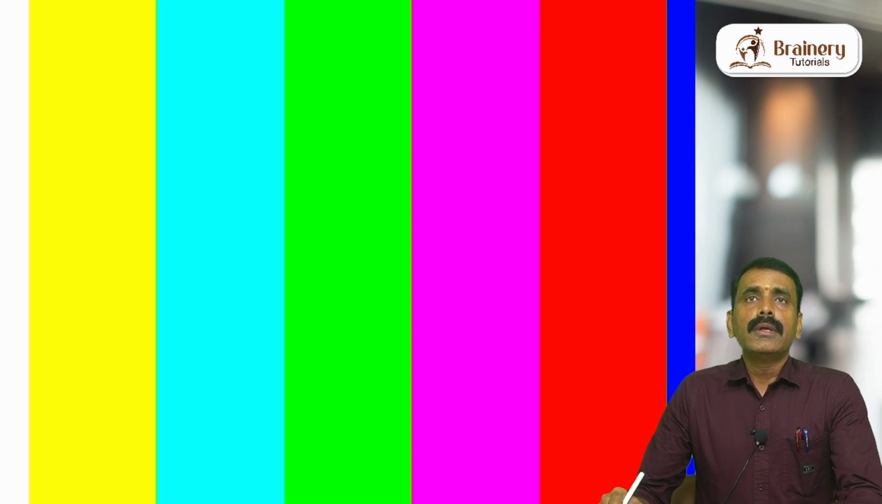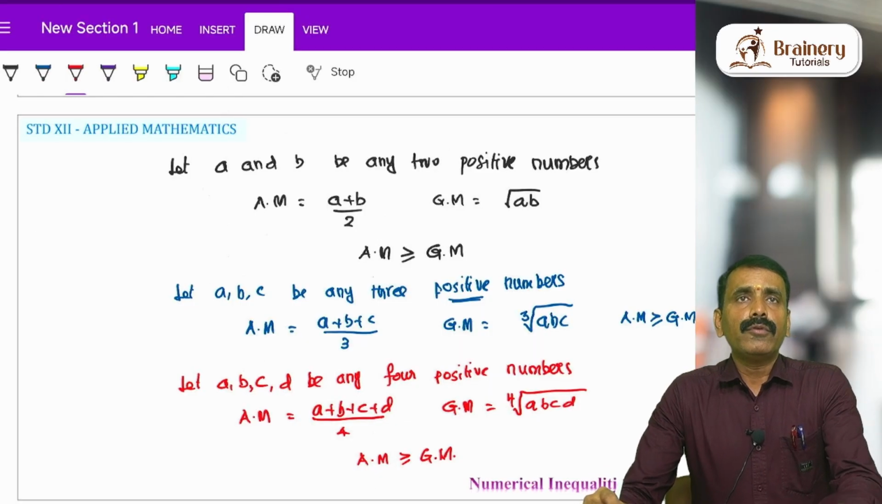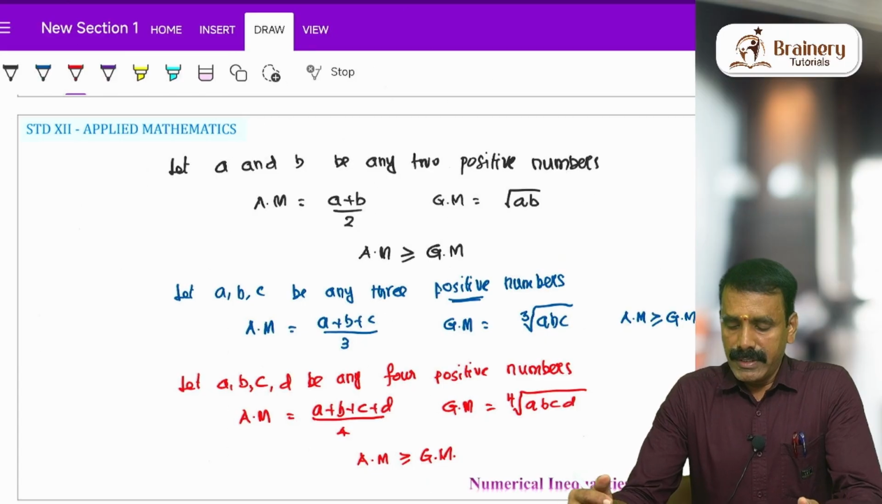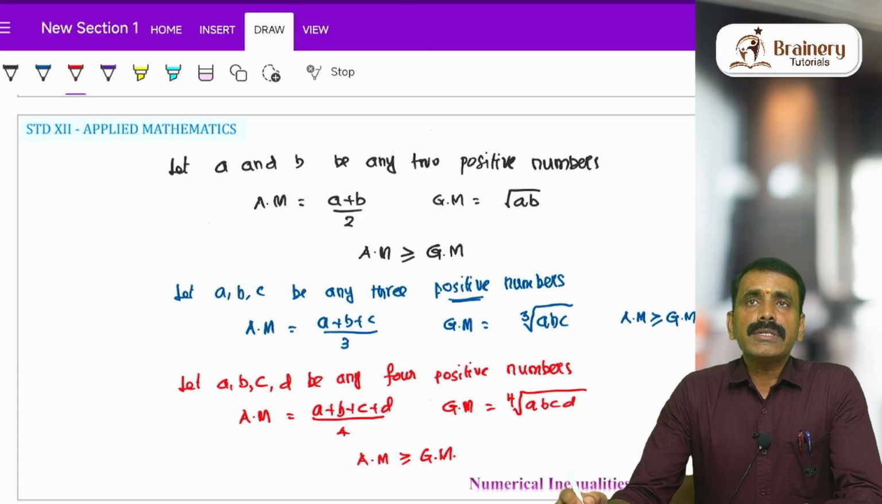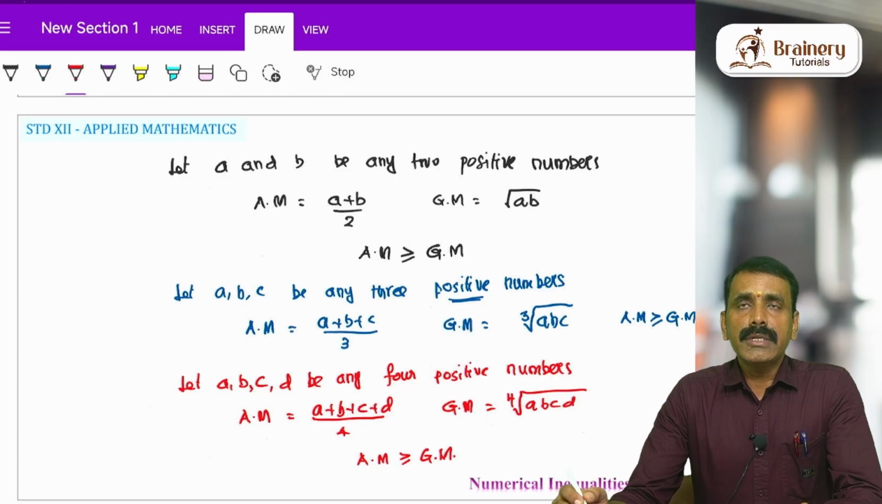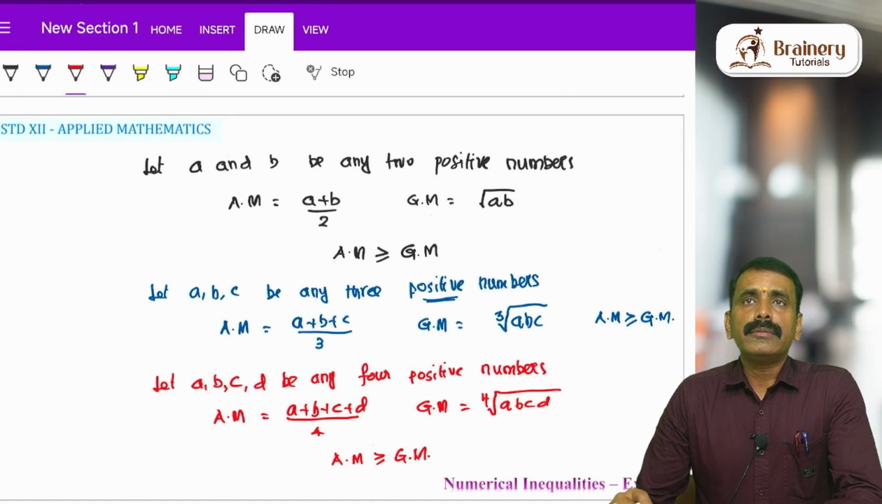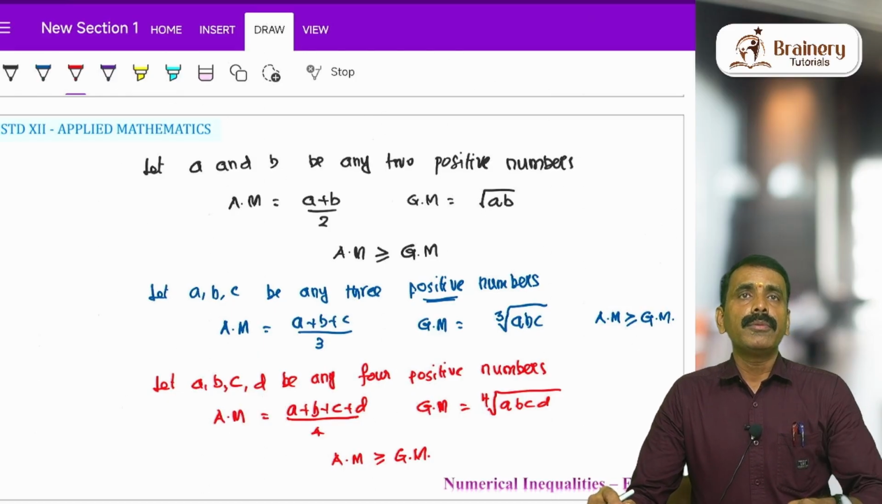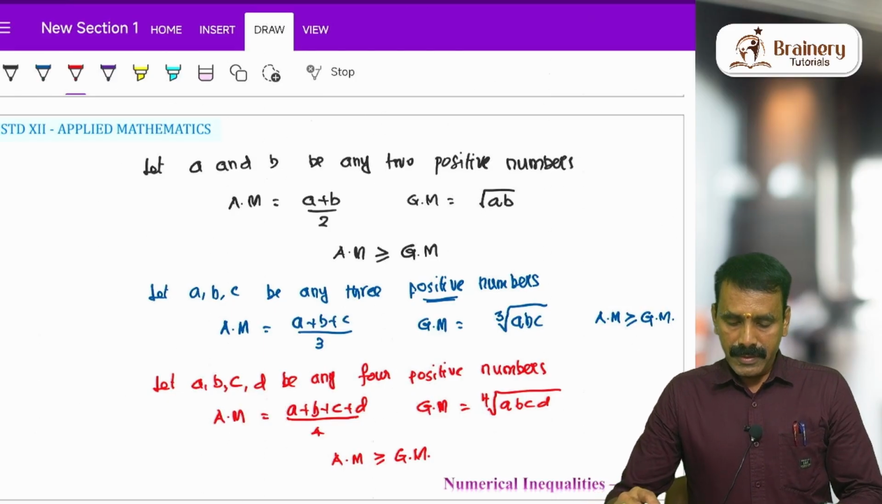So we have seen the arithmetic mean and geometrical mean of two, three and four numbers. In all the cases, arithmetic mean will be greater than or equal to geometrical mean. Using this concept, we are going to prove certain inequalities.